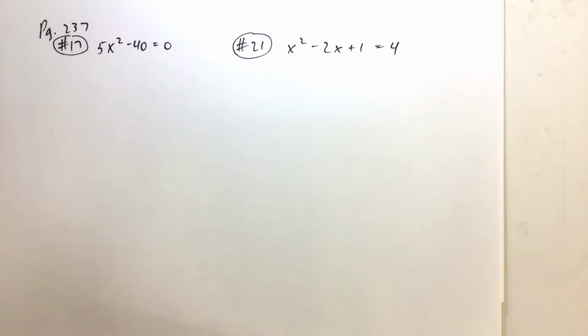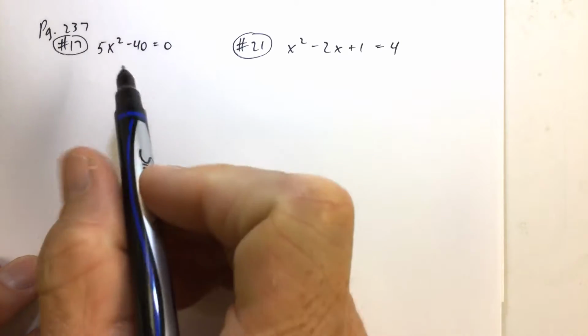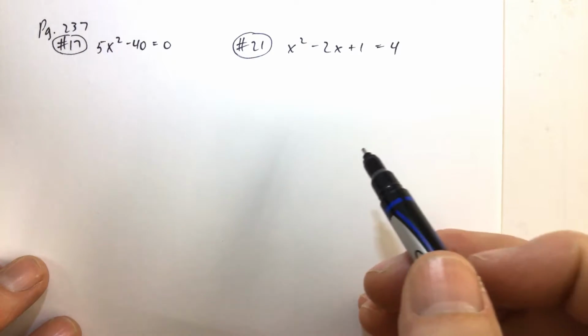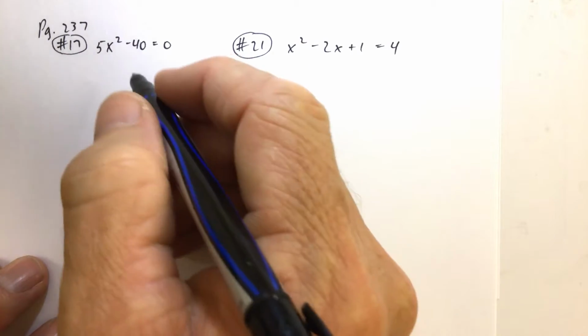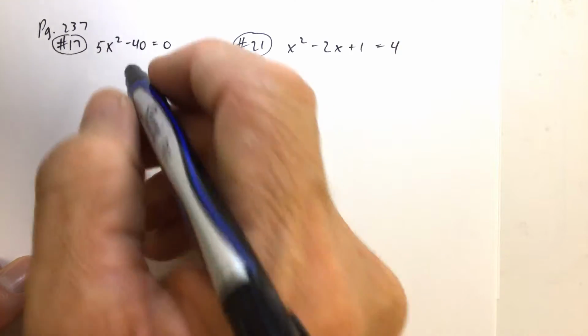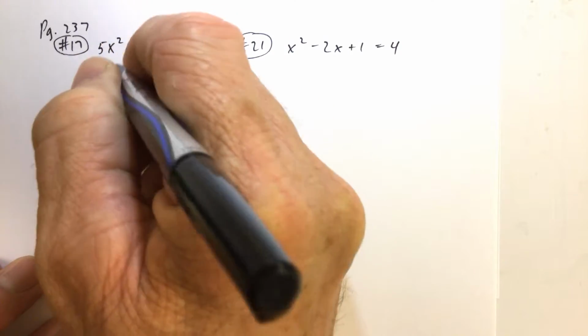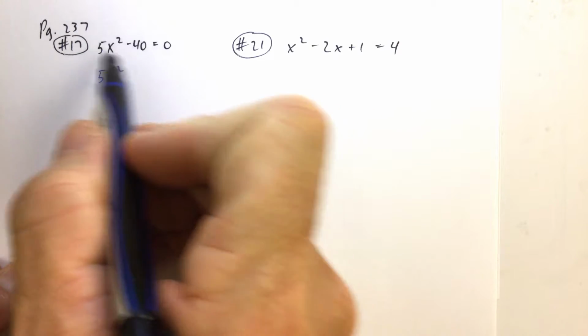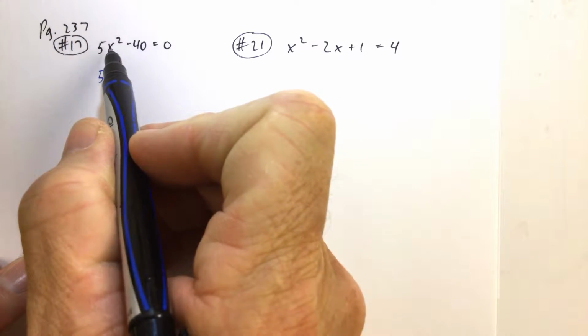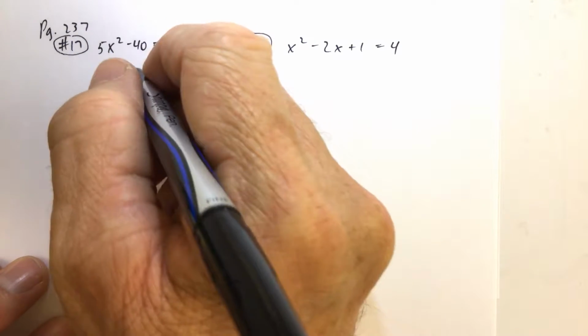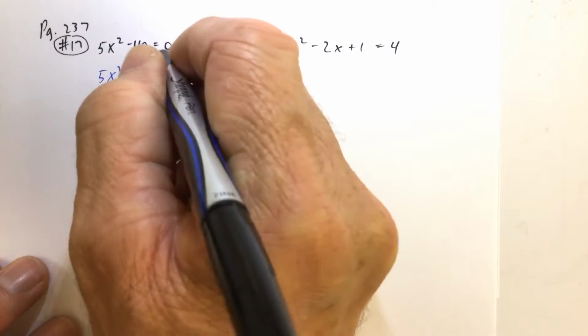On page 237, we're asked to solve the equation. We're still solving quadratic equations, but for number 17, we solve by taking square roots, it says, finding square roots. And in order to do that, normally we gather all the terms to one side, but we could see here there's no linear term. So we can go ahead and add 40 to both sides.